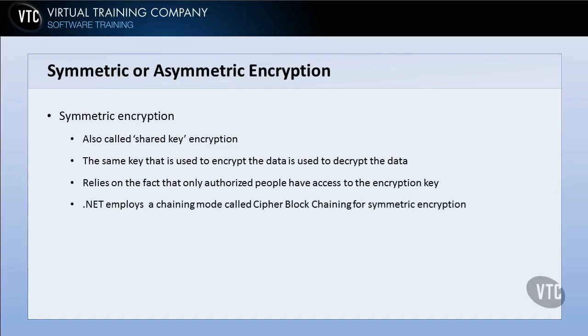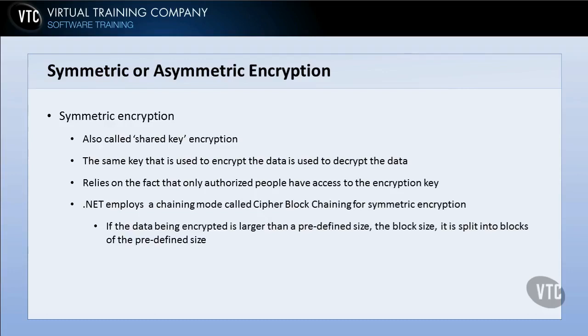Now, .NET employs a chaining mode called the cipher block chaining method for symmetric encryption. Now, why do you need to know this? Because when you start coding it up, you're going to notice a couple of things. First of all, what's happening here with this cipher block chaining is if the data that's being encrypted is larger than a certain size, which is called the block size, that data is then split into blocks of whatever that predefined size is. If you're familiar with TCP/IP, it's the same type of way that we break our data up into packets. Same type of thing happening here.